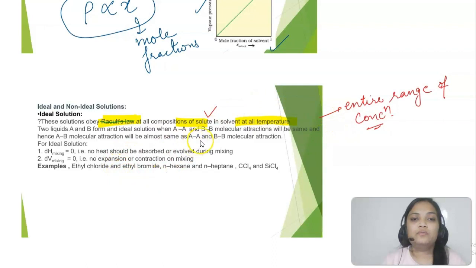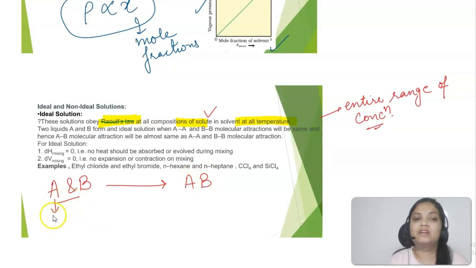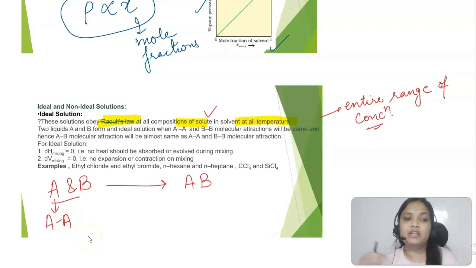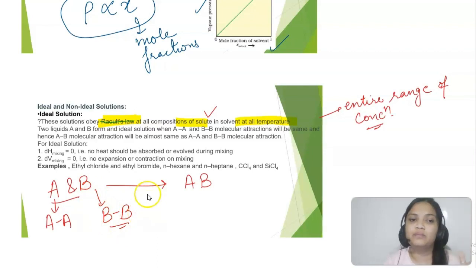Fine. So now what are these ideal solutions? Let's say I have two liquids A and B, and I am mixing them to form a solution AB. Now A will have intermolecular attractions, some forces of attraction. Let's say those forces of attraction are AA. What is AA? The force of attraction in the like component A. Similarly, BB will be the intermolecular attractions between the component B.